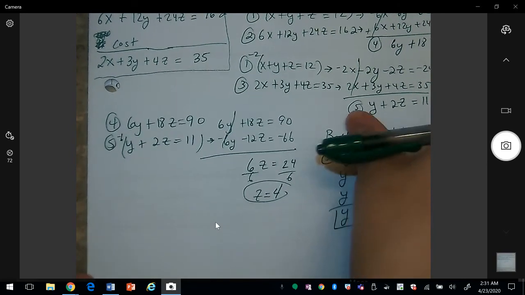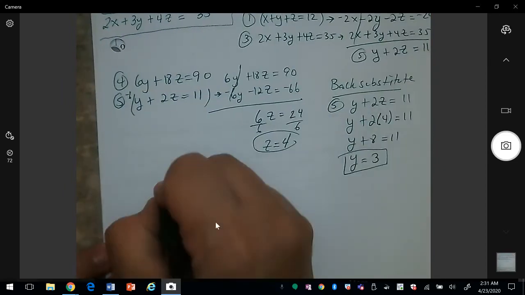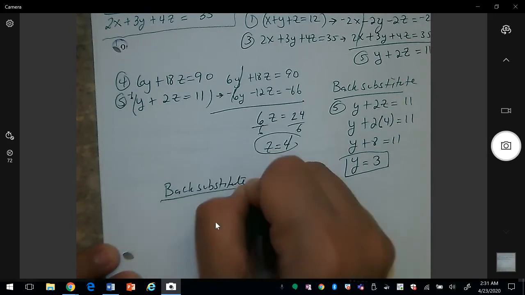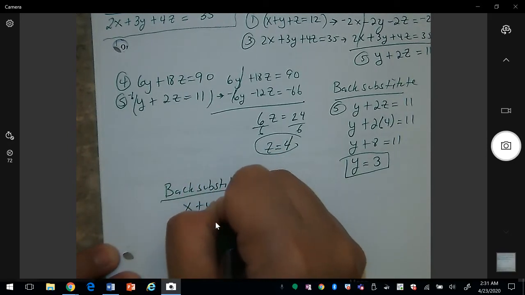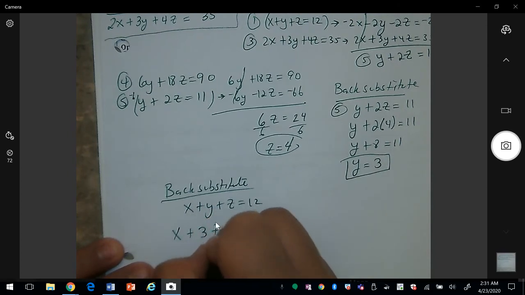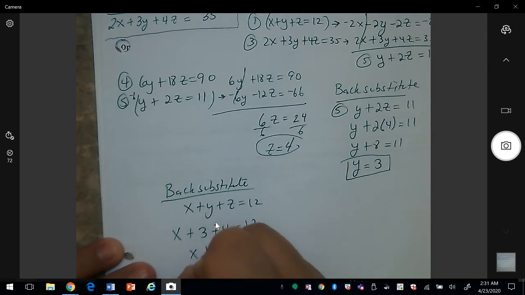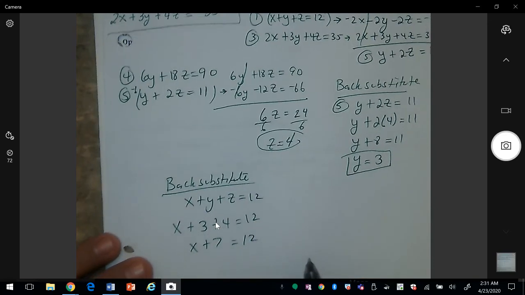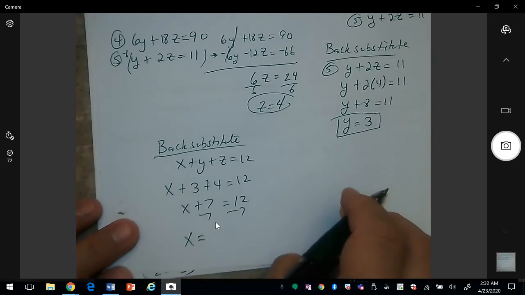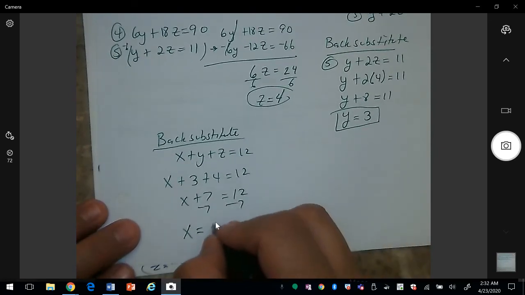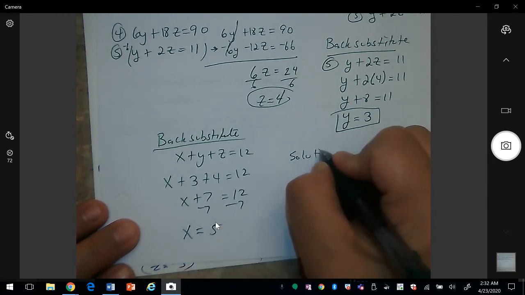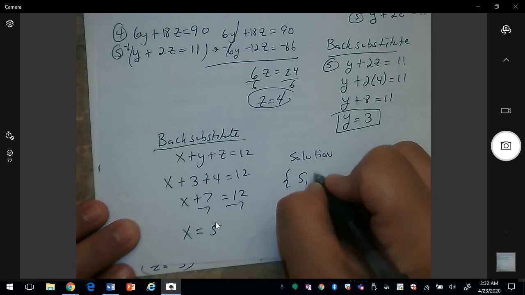And then finally back substitute to the original equation. So here we know that y is 3, z is 4. Subtract 7. So we get 5. So my solution is x is 5, y is 3, and z is 4.